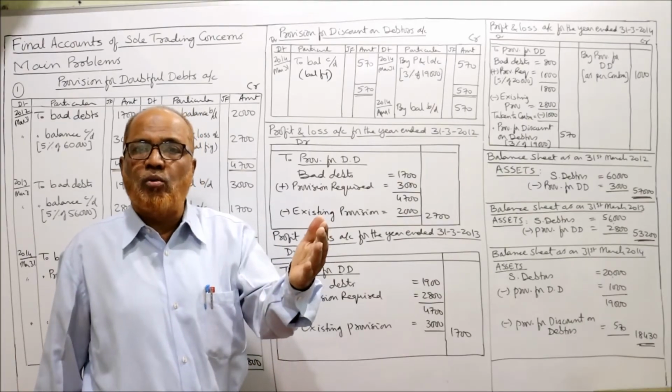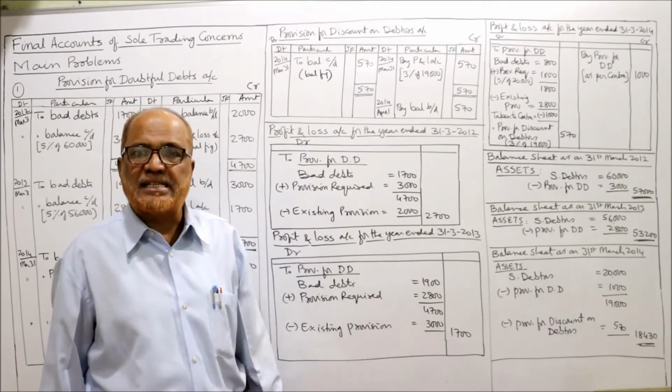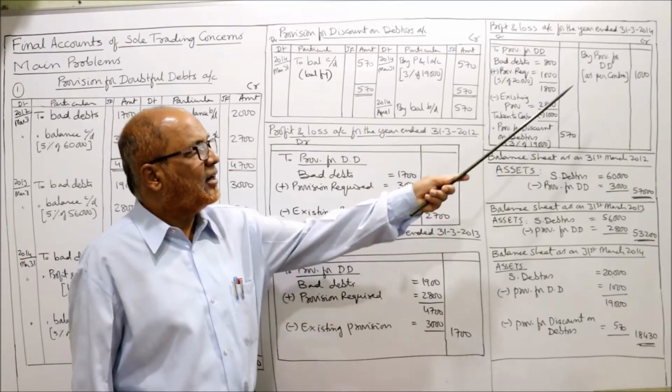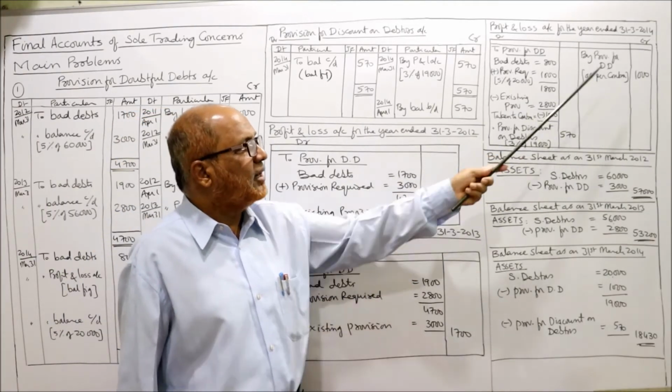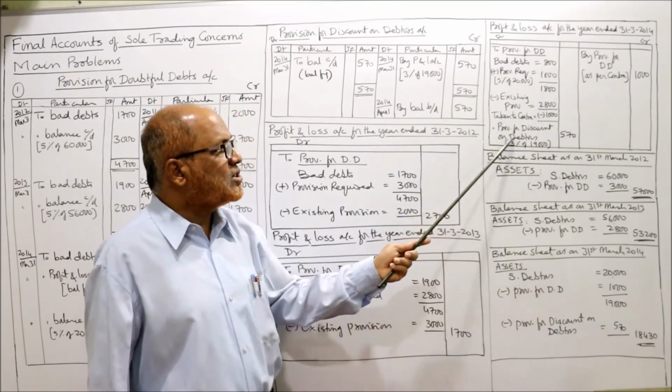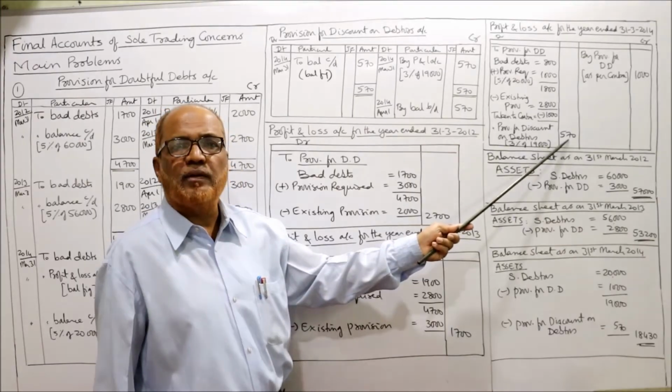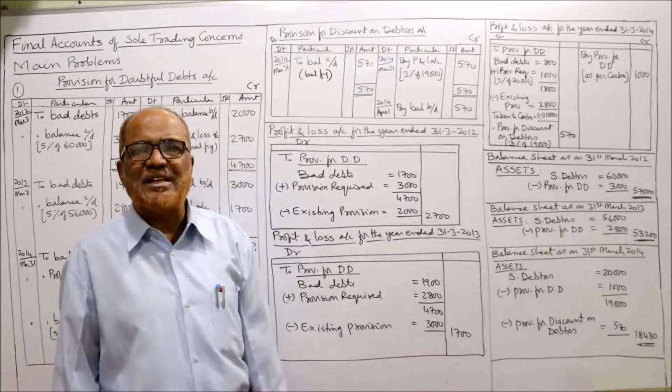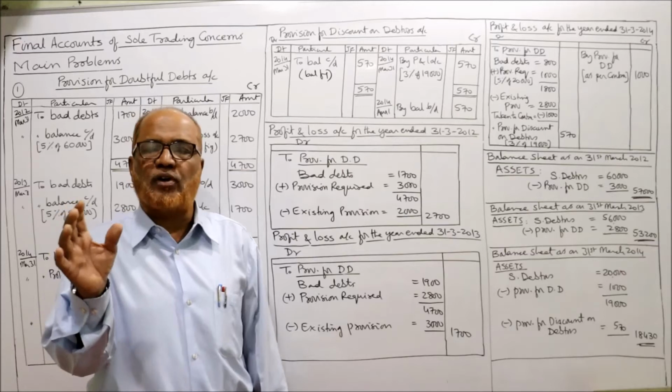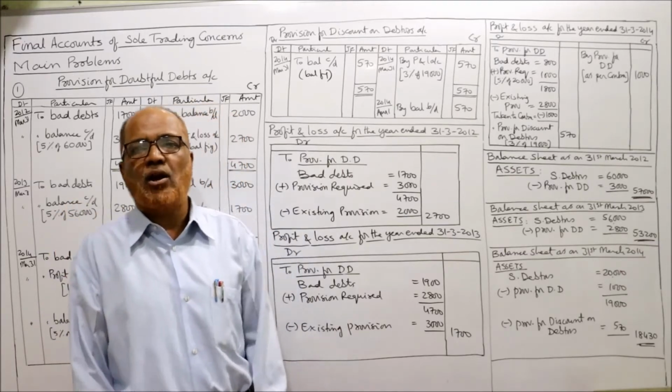Old provision was more, new provision is less. That's why we are getting a negative figure. Don't show a negative figure in the outer column. Take it into contra. Then provision for discount on debtors 570 rupees. That's all. This is the presentation of provision for doubtful debts in the profit and loss account.